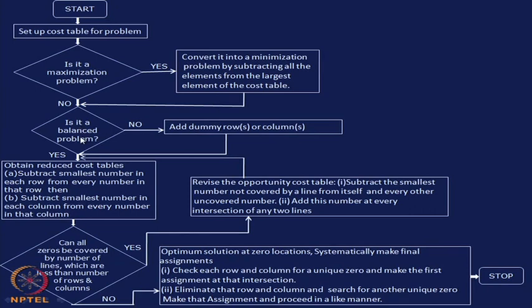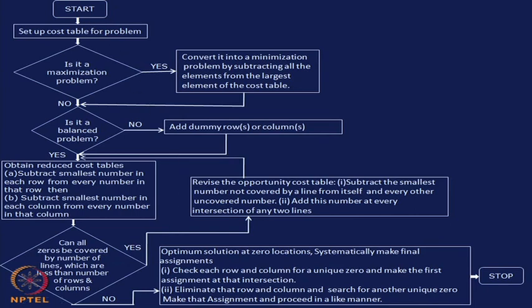Then, is it a balanced problem? If not, then add dummy rows or columns, as I have told you earlier. Then obtain the reduced cost table by subtracting the smallest number in each row, and the smallest number in each column from every number in that column. Then, can all the zeros be covered, as I have told in different steps? If yes, then revise the opportunity cost by drawing the lines and finding the smallest number of the uncovered elements, and otherwise you find the optimal solution obtained. So, basically through this flow chart also we can show it like this.